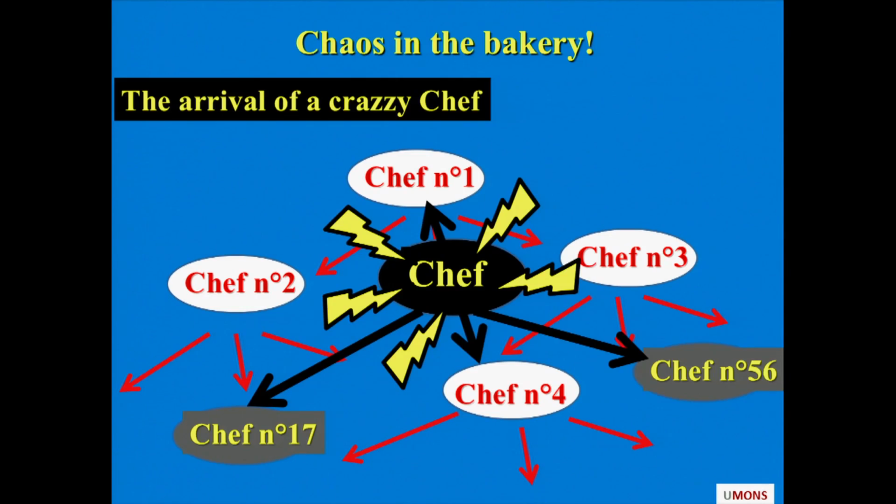Now imagine you have a crazy chef coming into the kitchen. This chef receives orders from nobody and gives orders to chefs that have normally nothing to do in the bakery. Now imagine in your muscles, suddenly there appears a crazy chef that will give orders to muscle genes not to be copied, and will give orders to testis genes to be copied. It will obviously create chaos in your muscle. This is exactly what's happening.